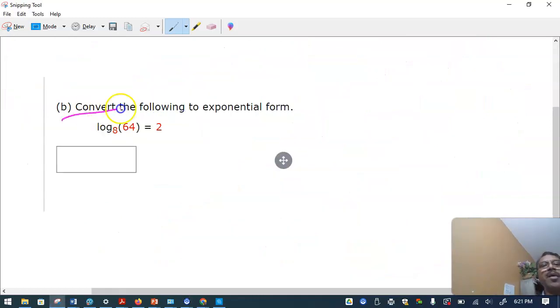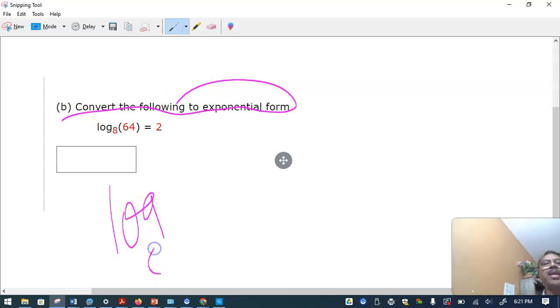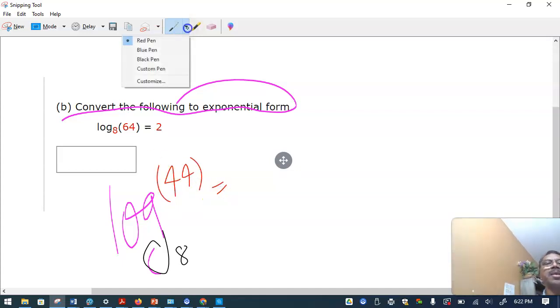Okay, here, convert the following to exponential form. They give you a logarithm. Now, the main thing is the 8, which I'll use as black color. Sorry, this 8 is important, which is the base. And this time they give you the 64 in red. Let's put this as the blue color.